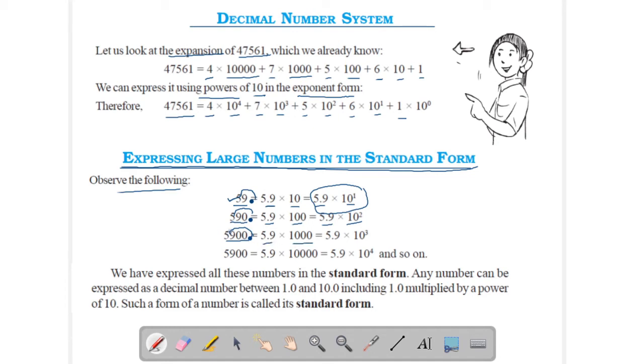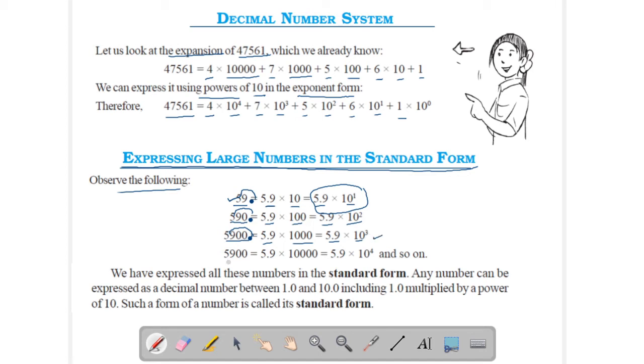Decimal will shift from here to here. It will be 5.9 into, there are 3 digits, therefore it will be multiplied by 1000. Now this can be written as 5.9 into, now 1000 has 3 zeros, therefore it can be written as 10 raised power 3. Therefore 5900 can be written as 5.9 into 10 raised power 3. This is called standard form.